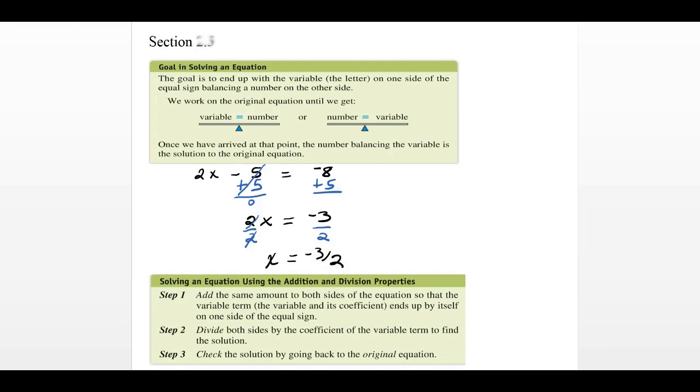So let's discuss what the solution means to us. This means that 2 times -3/2 minus 5 will equal -8. So -3/2 is the unknown number.